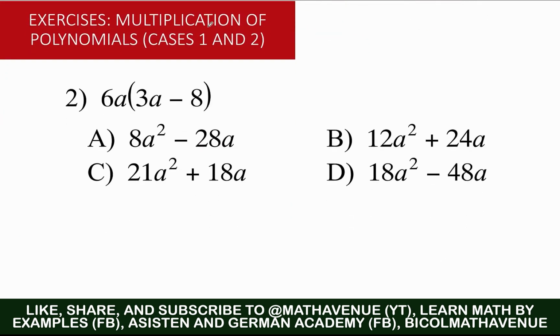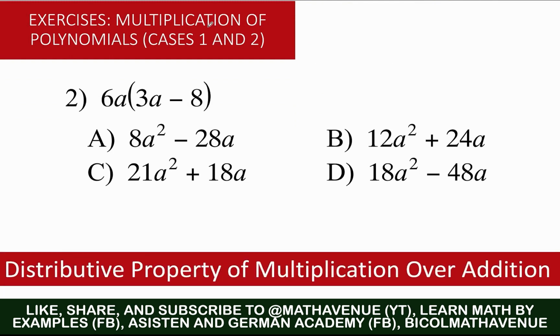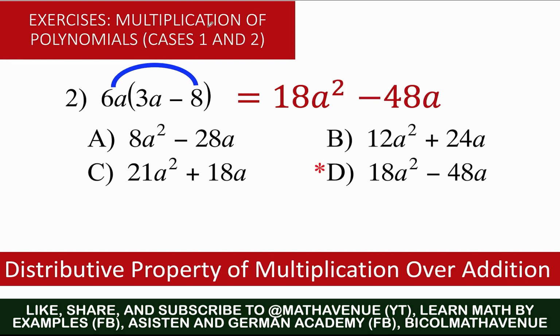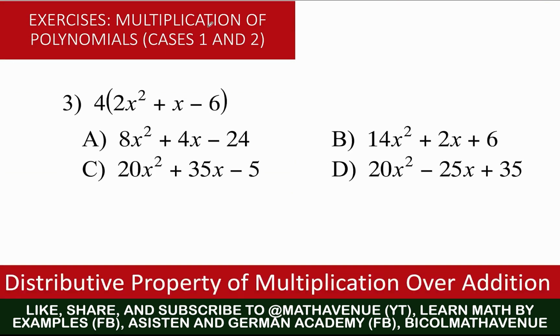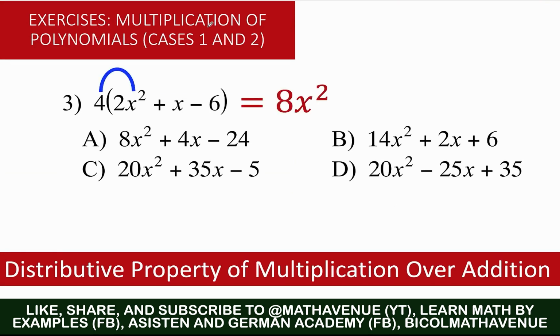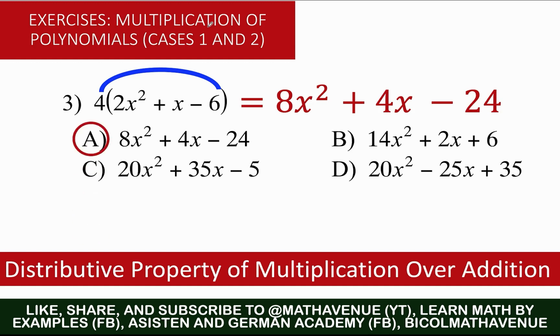Next problem. 6a times the quantity 3a minus 8. Again, perform the distribution. 6a times 3a is equal to 18a squared. 6a times negative 8 is equal to negative 48a. And so our answer is letter D, 18a squared minus 48a. Next problem. 4 times the quantity 2x squared plus x minus 6. So again, distribute. 4 times 2x squared equals 8x squared. 4 times x is equal to 4x. And 4 times negative 6 equals negative 24. And that is letter A.